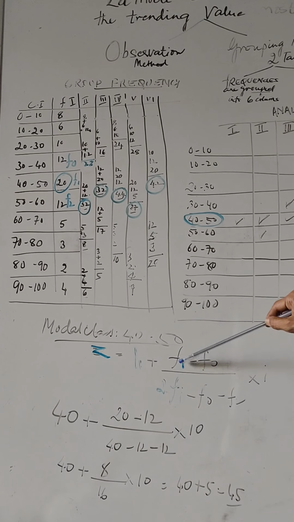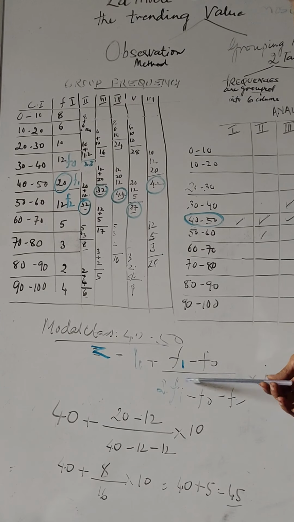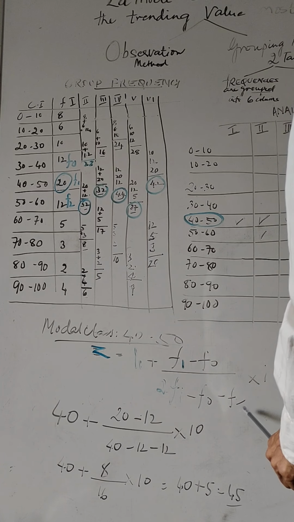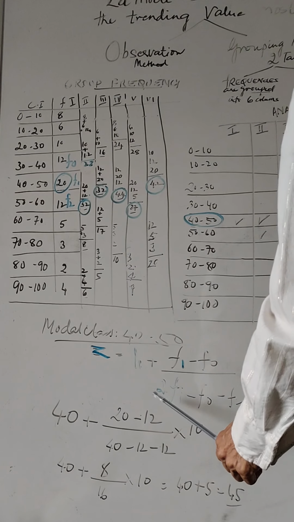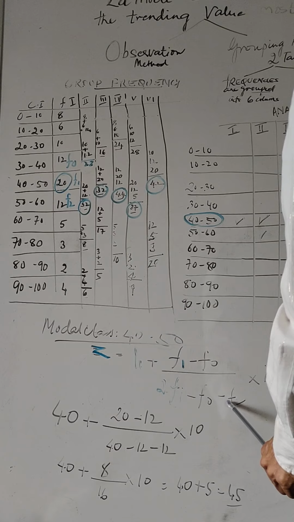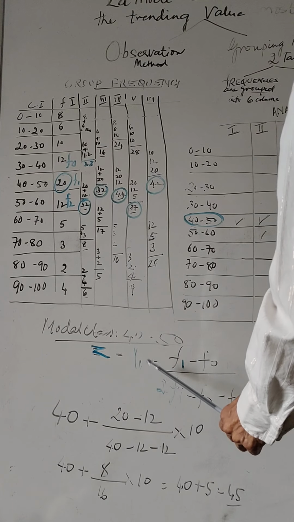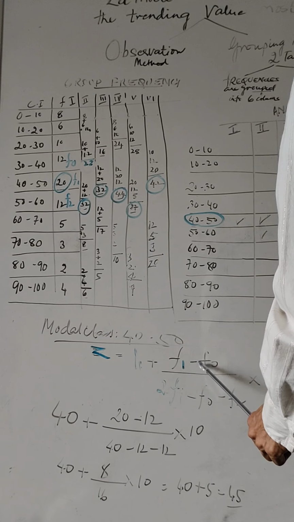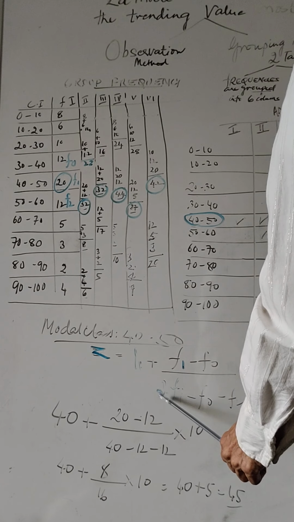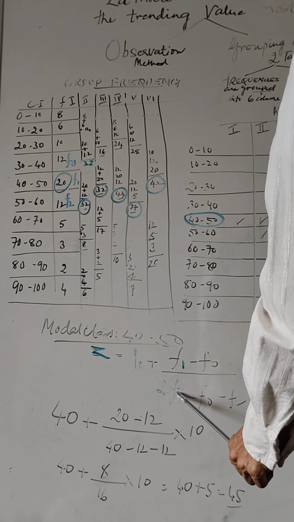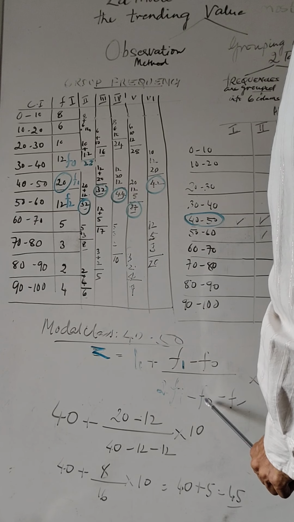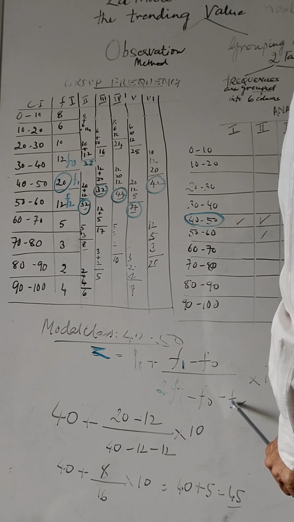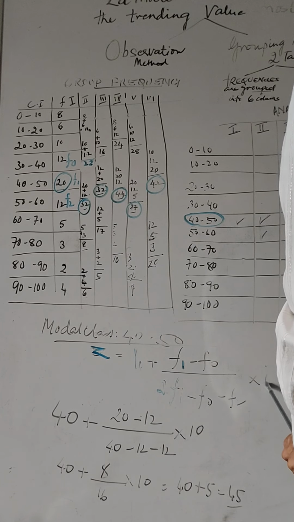So Z equals L1 plus (F1 minus F0) divided by (2 into F1 minus F0 minus F2), into I. Translating that: modal class frequency minus the pre-modal class frequency, divided by 2 into the modal class frequency minus the frequency coming before the modal class minus the frequency coming after the modal class, into I, that is class interval.